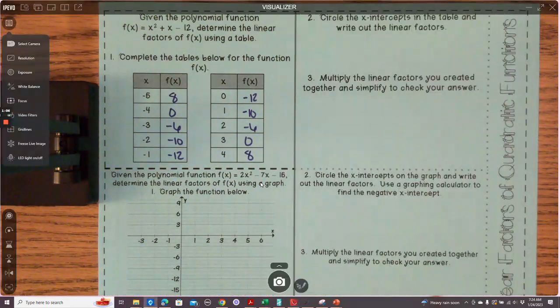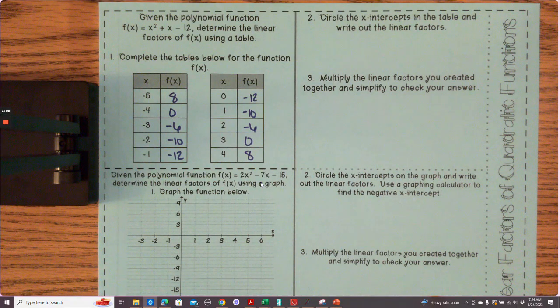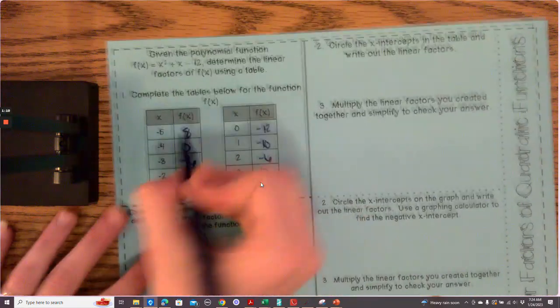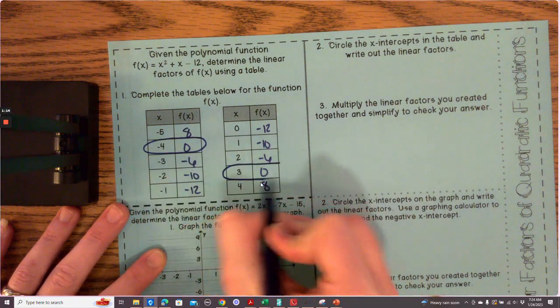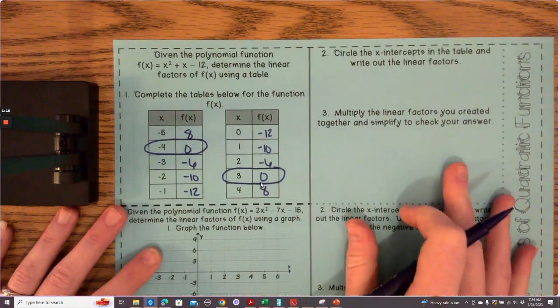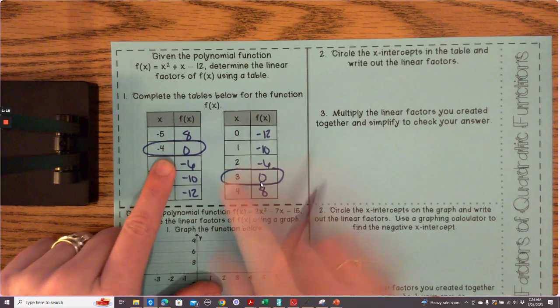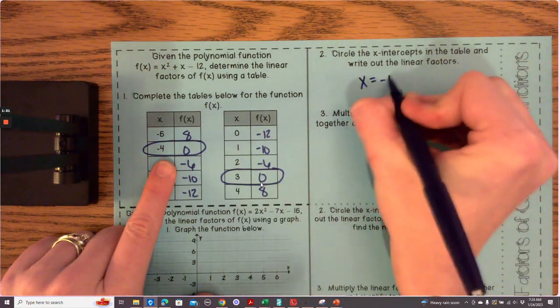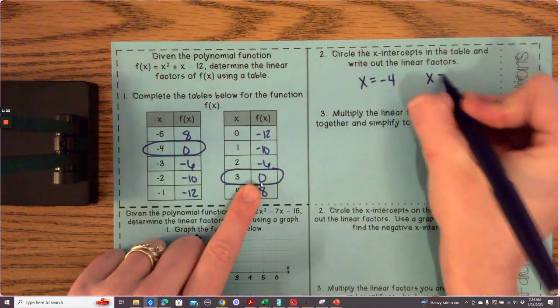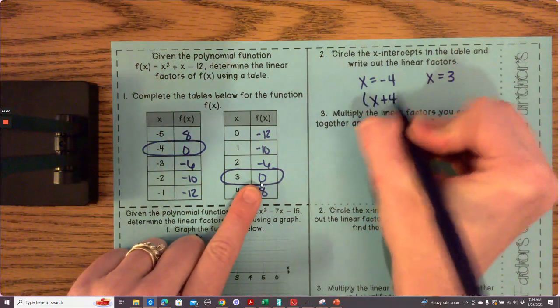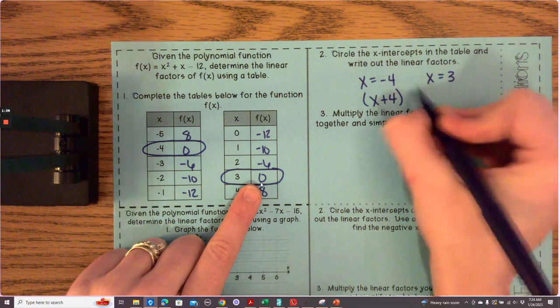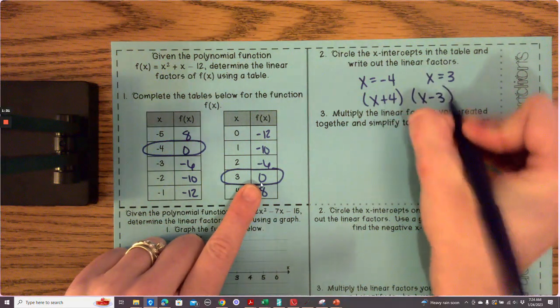All right, so what we're looking for is the x-intercept. So we're looking for where the output is 0. Okay, so those two inputs are x equals negative 4 and x equals 3. If I write those as factors, it would be x plus 4 and x minus 3.